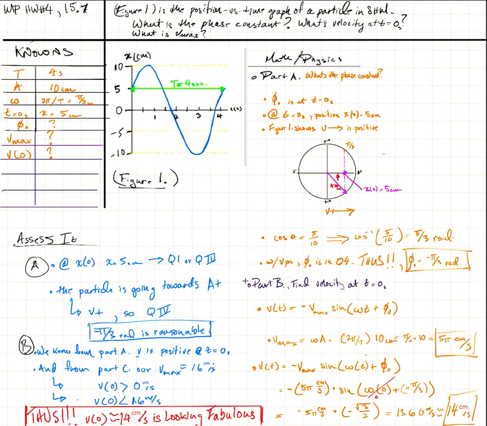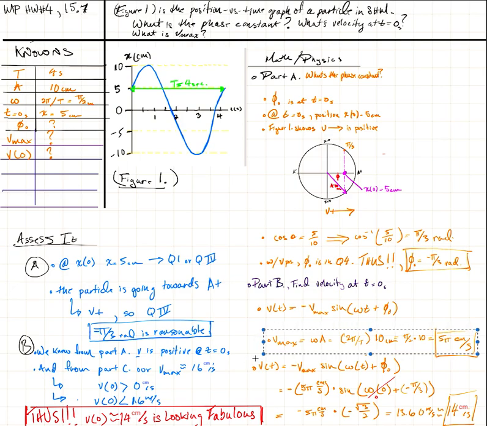Part B. Find velocity at t equals 0 seconds. We'll use this formula here that you can find in the book. And so when looking at this formula, we're going to need V max, so we're going to solve for that first, which is our part C of this question. But we're going to do it anyways.